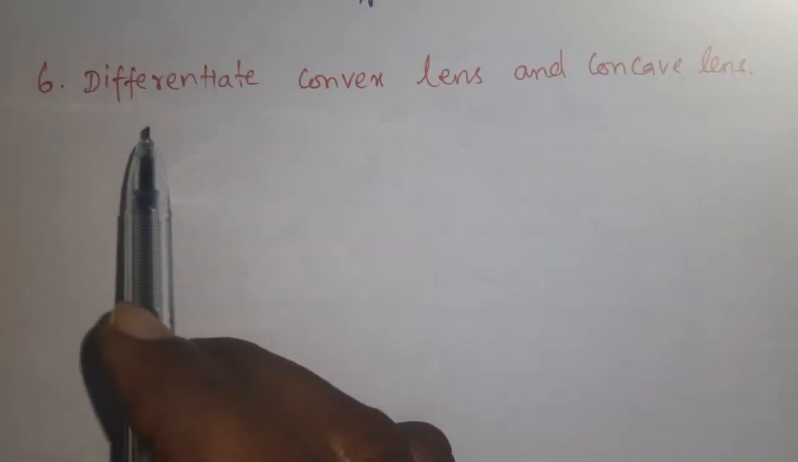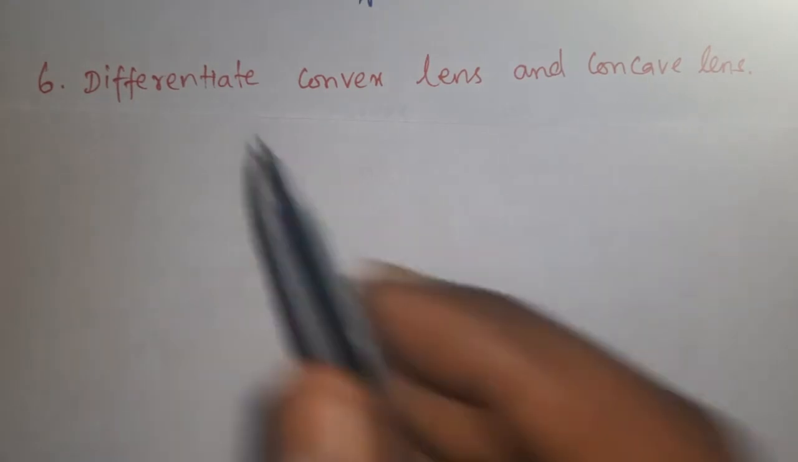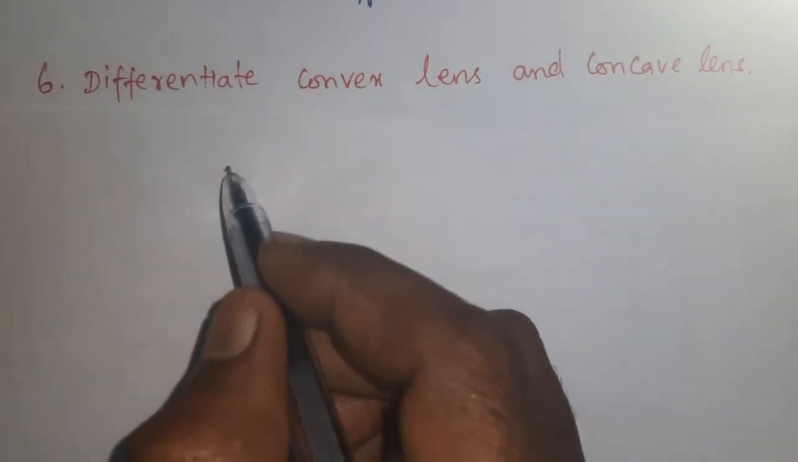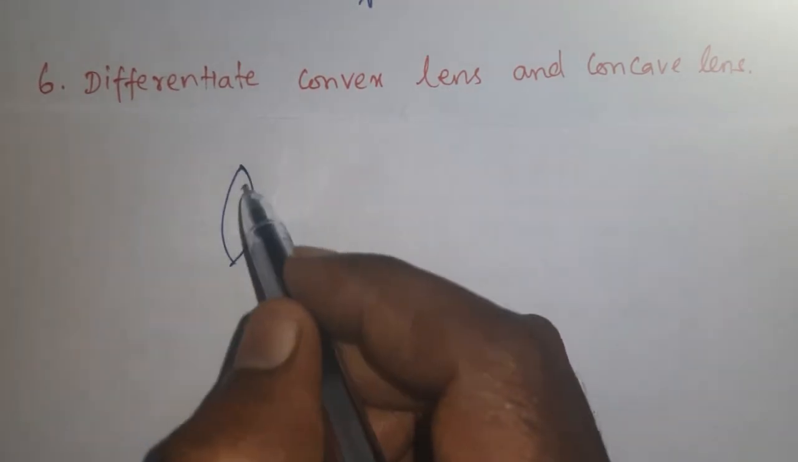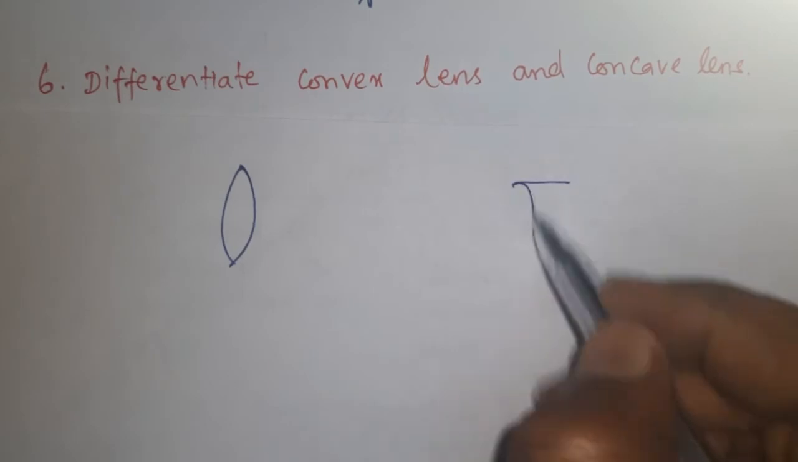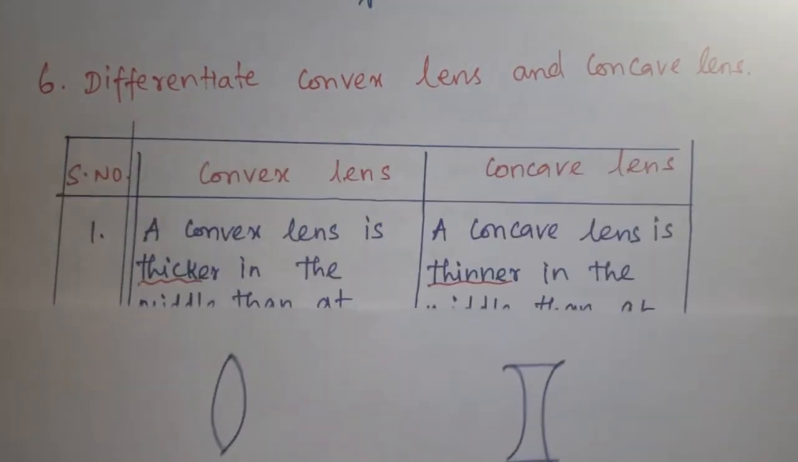Question number 6. Differentiate convex lens and concave lens. A convex lens is thicker at the middle and thinner at the edges, but a concave lens is thinner at the middle and thicker at the edges. So you can understand like this.